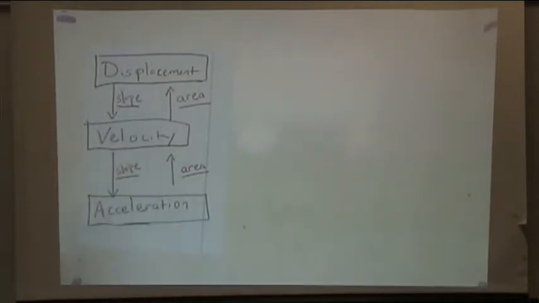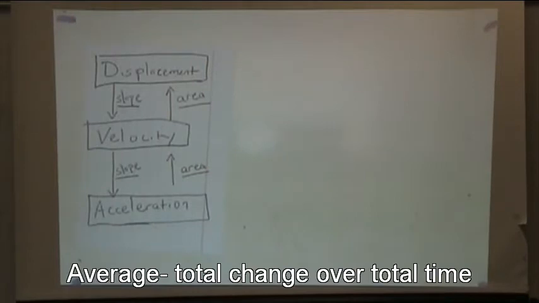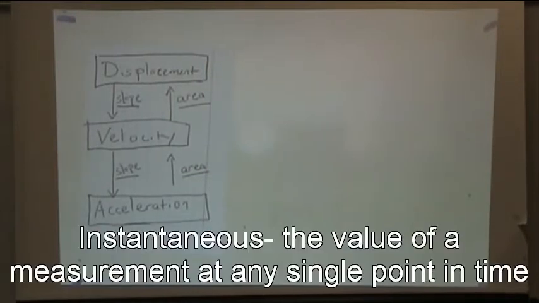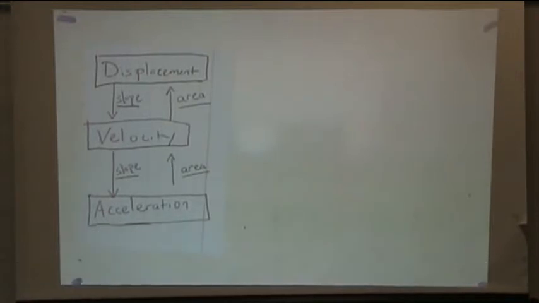Now, with velocity and acceleration, there's average and then there's instantaneous. Average is simply the overall change over overall time. Instantaneous is what's happening at any one particular second. Some of those differences will become a little more important when we look at equations.